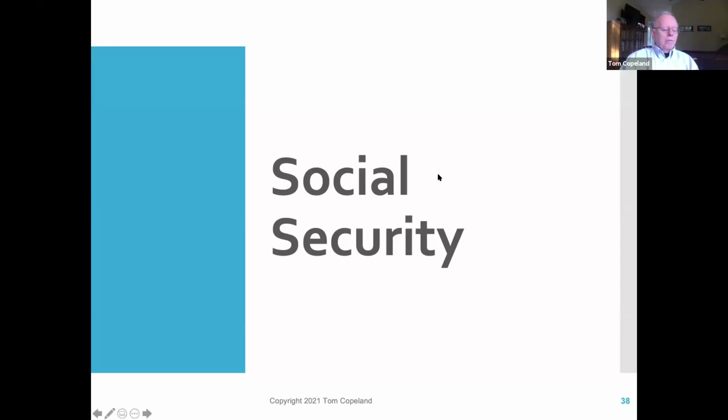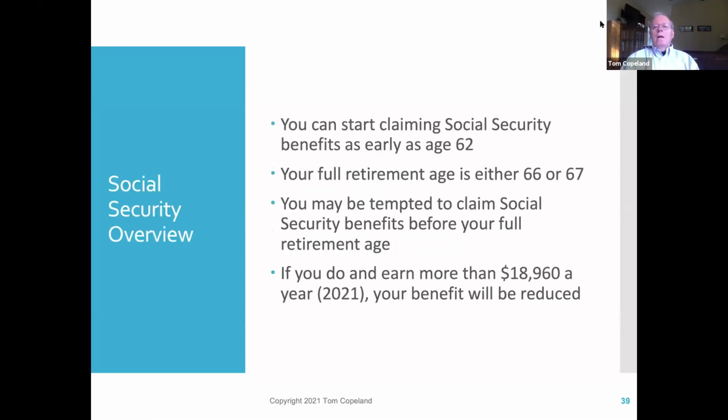Okay, I need to talk about Social Security and I'll come back to these questions. Social Security. One of the biggest financial decisions you'll make in your life is when to start claiming Social Security. So we need to understand a little bit about how Social Security works. You can start claiming Social Security as early as age 62. Your full retirement age is either age 66 or 67.